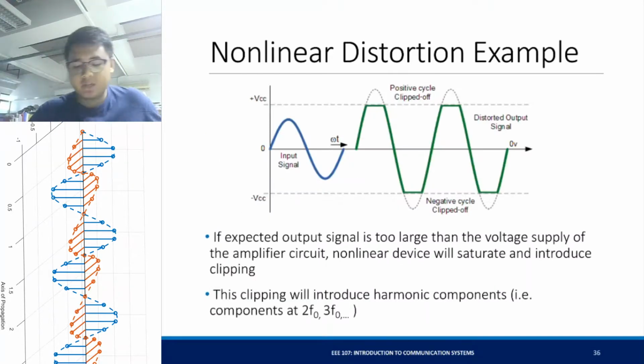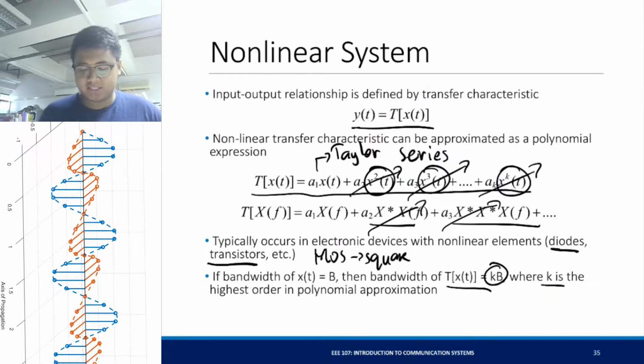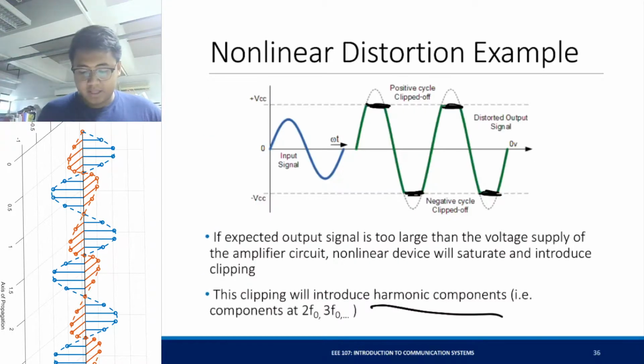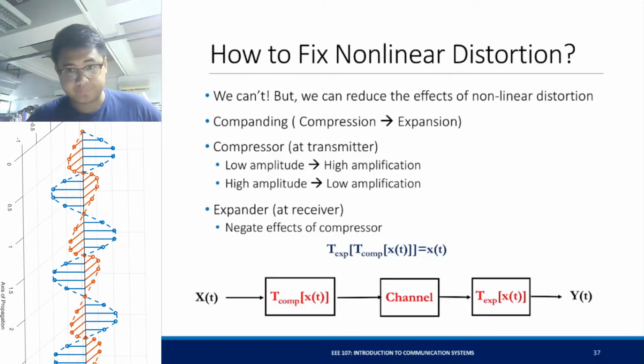Okay? So an example would be a clipper. So a nonlinear distortion will clip off the signal, and I hope you have observed this in your EEE 52, your electronics lab. When the input signal is too large, the output signal will have some form of clipping at the top and the bottom. Okay? And this clipping introduces harmonic components, which is, well, basically what happens here. Okay? And how do we fix it?